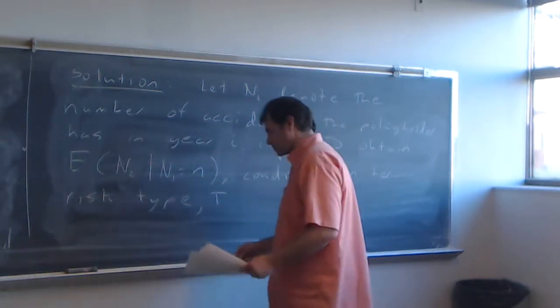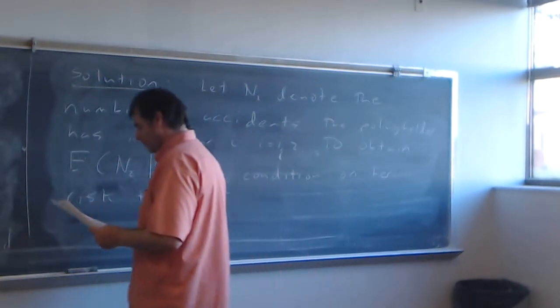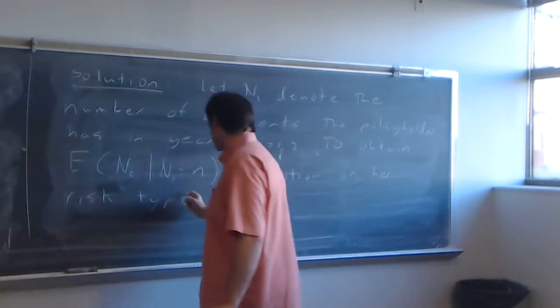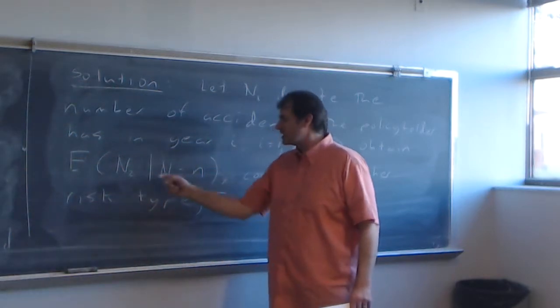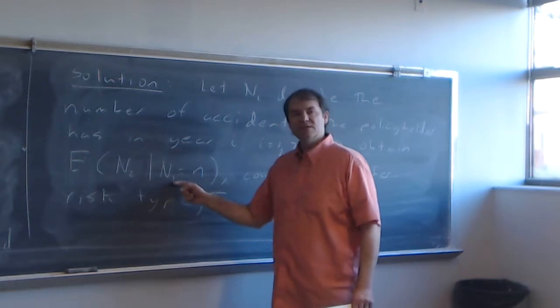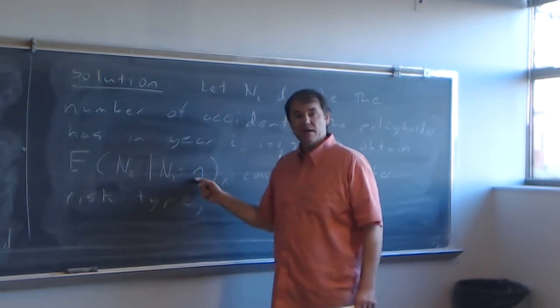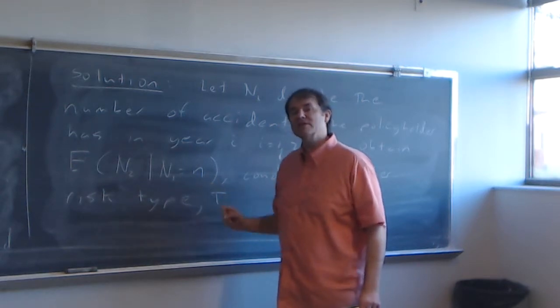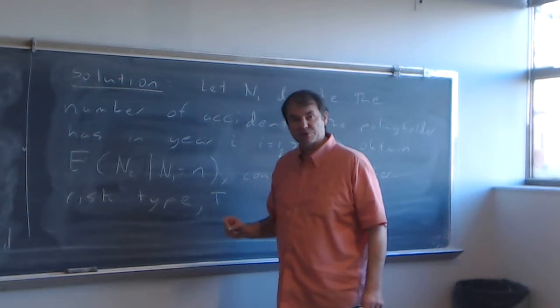One thing I want to point out: even though these two are independent, the fact that you know N sub 1 is equal to little n might affect the likelihood of what type of policyholder she is.